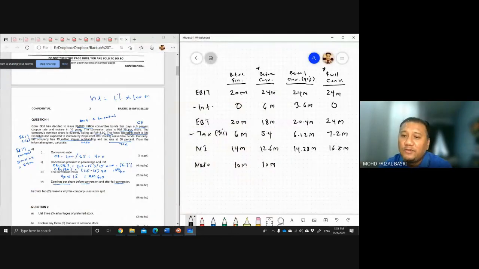Tapi kalau itu full conversion, it's actually 10 plus 4, which is 14 million. So this is very straightforward. But for partial conversion, we cannot take 4 million, sebab 4 million tu kalau everyone convert. But in this case, just 40% converted. So out of 4 million for full conversion, only 40% yang convert. So therefore, we're going to have only 1.6 million new shares. So 1.6 million plus 10 million, we're going to have 11.6 million.